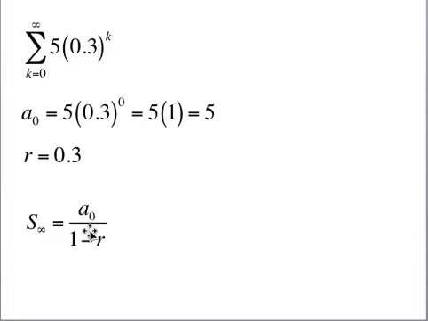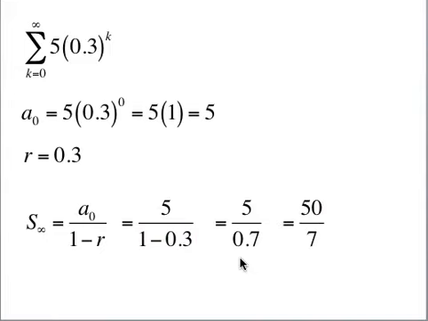That common ratio must be between -1 and 1. If that happens, then that series will converge. Indeed, 0.3 is between -1 and 1. So 5, the first term, over 1 minus the common ratio, 5 over 0.7, or 50 over 7, is our infinite sum. Approximately 7.1429. But again, remember, the geometric series converges only when the common ratio is between -1 and +1.